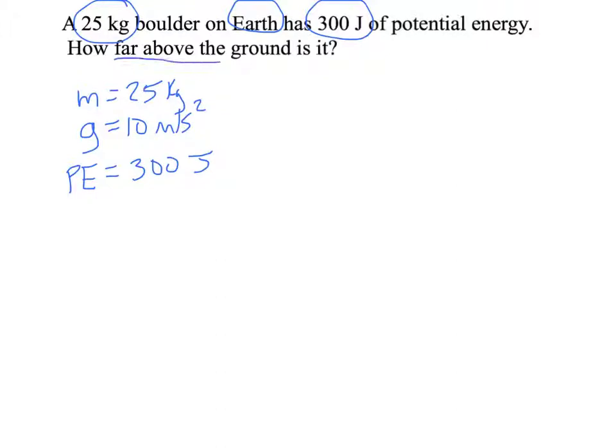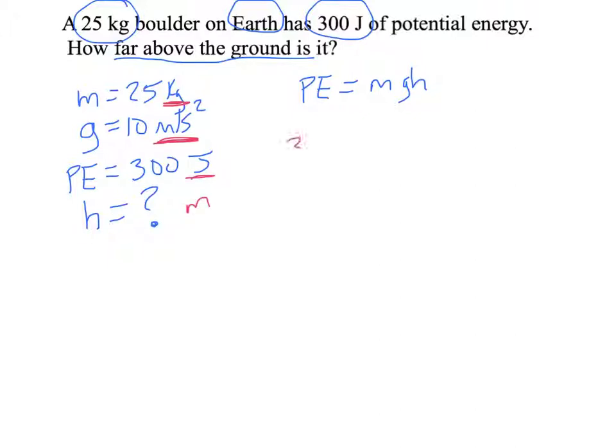So PE is 300 joules. And it says, how far above the ground is it? So we're looking for the height, and we don't know that. So it's a pretty straightforward application. We're going to need to know the equation for potential energy, which you can look up as mgh, and we know everything except h. So we're just going to solve for h. If you're the type who likes to plug their numbers in right away, you can do that, I guess. Again, make sure your units are in kilograms, meters per second squared, joules. They'll all cancel properly and give you meters.